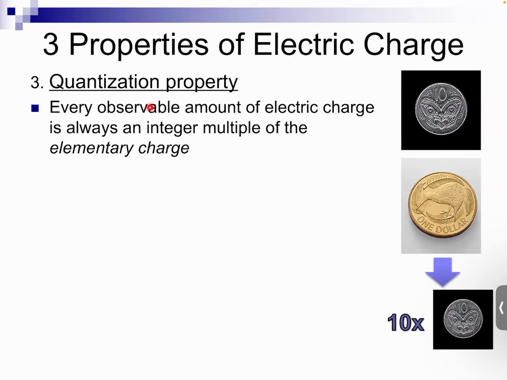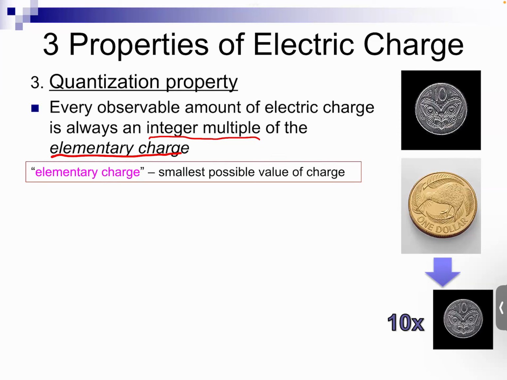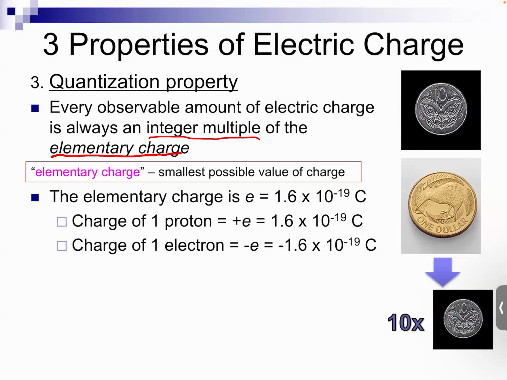Every observable amount of charge is an integer multiple of what we call the elementary charge. So in New Zealand money, the elementary money is 10 cents. For the charge, the elementary charge is the smallest possible value of charge, and it is this number here: 1.6 times 10 to the negative 19 coulombs. Every charge that a material can have is an integer multiple of 1.6 times 10 to the negative 19 coulombs.